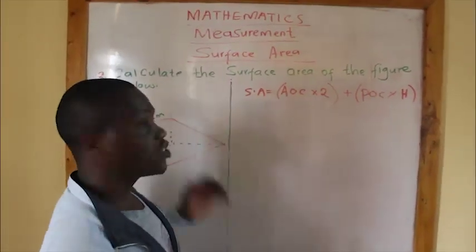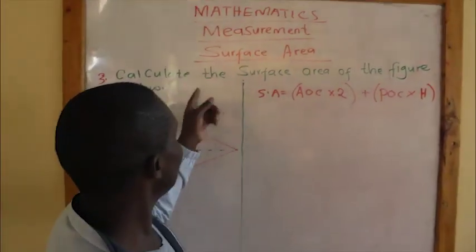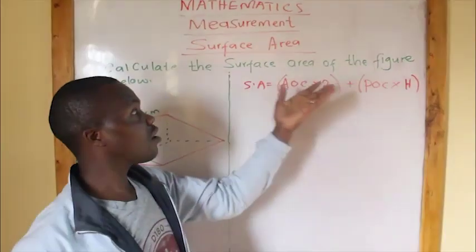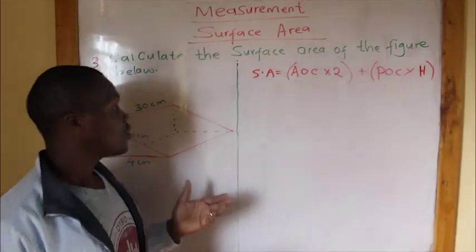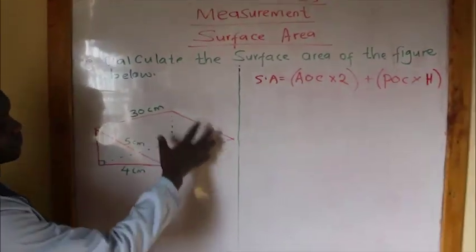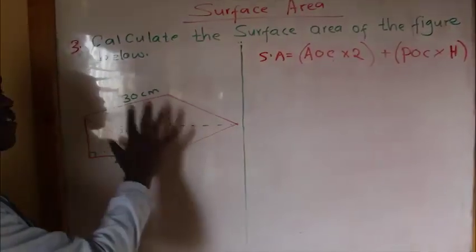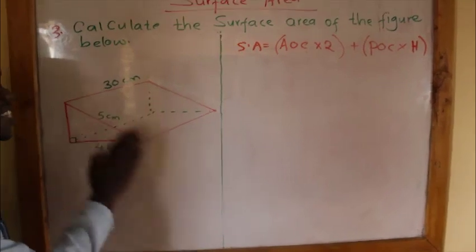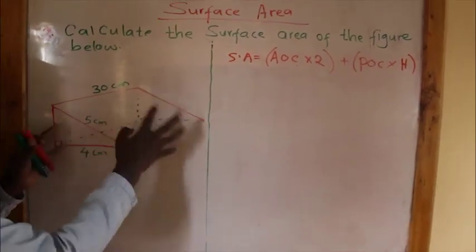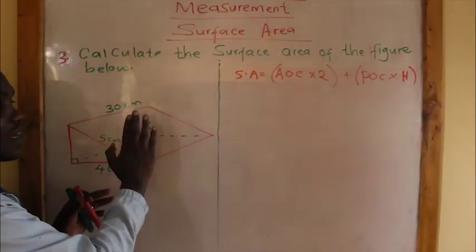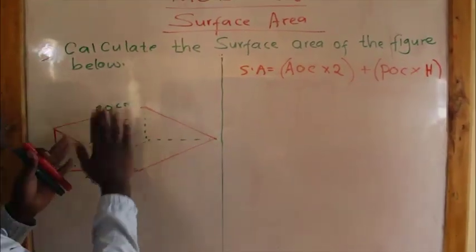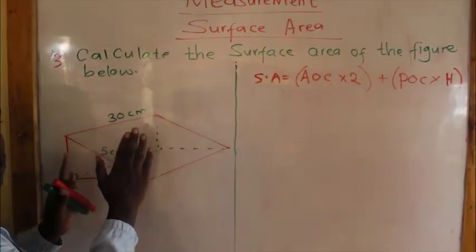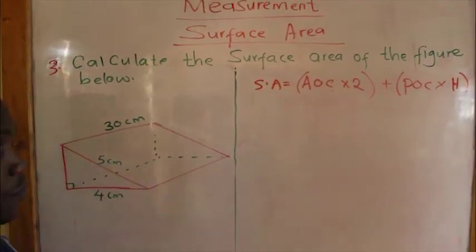Now, question number 3. Calculate the surface area of the figure below. Now look at this figure. Sorry, half of a cuboid. So when you cut a cuboid into half in a slanting manner, you will have such a figure. But when I tell you to find the area of every part that you are seeing in this particular figure, it may be a challenge to many of you.